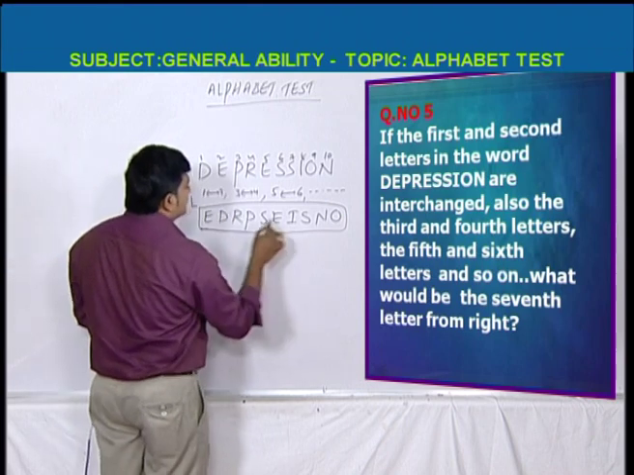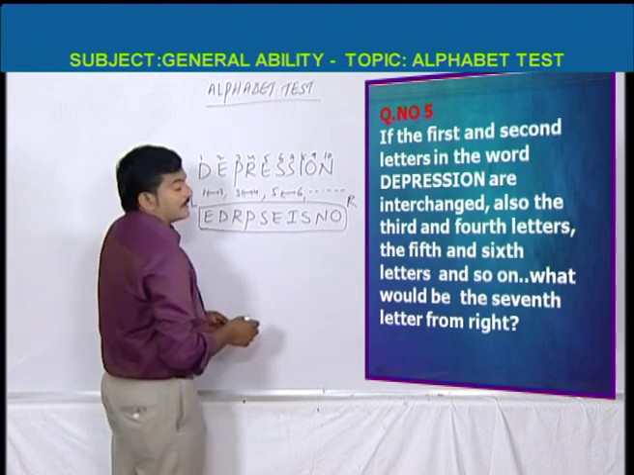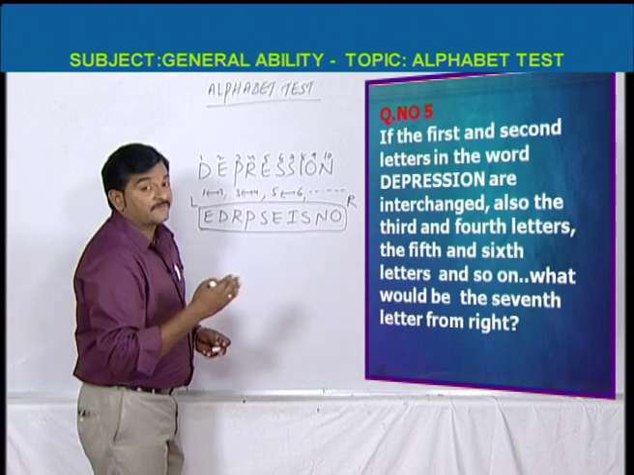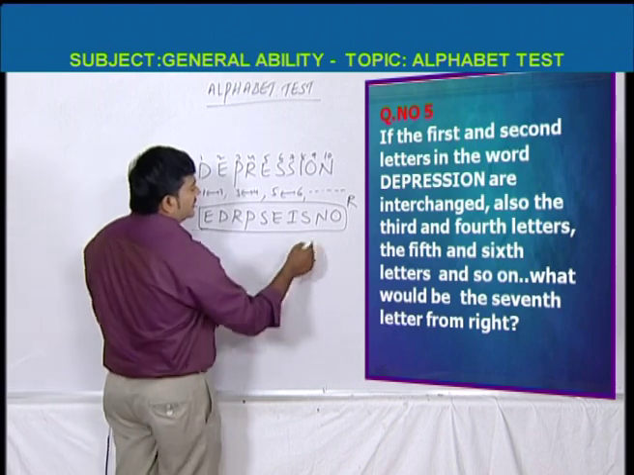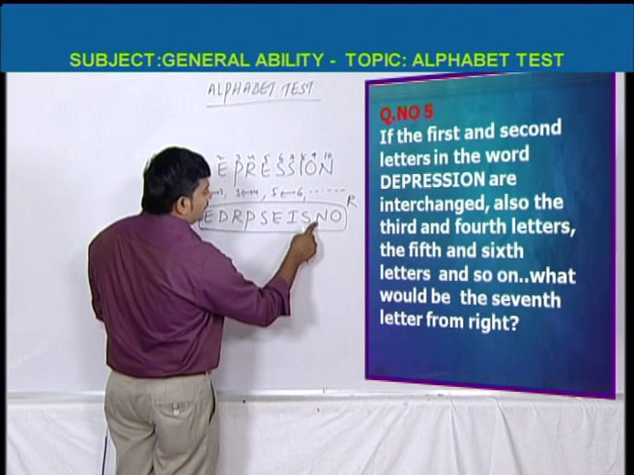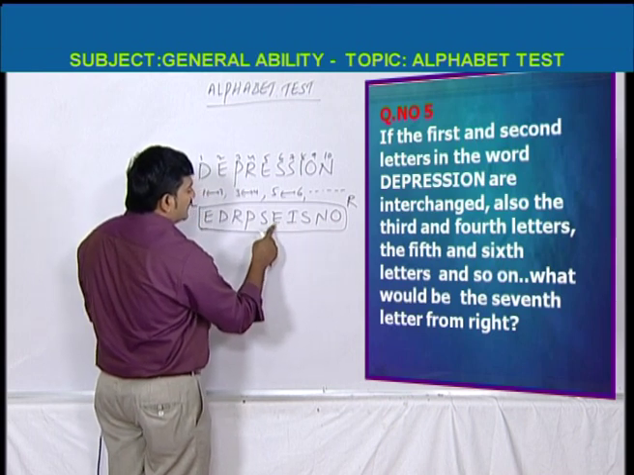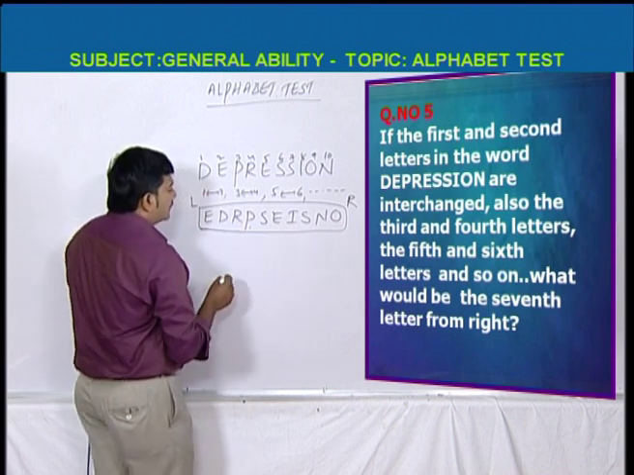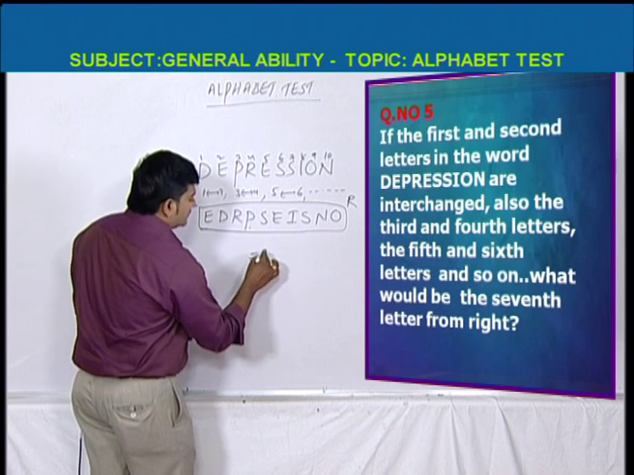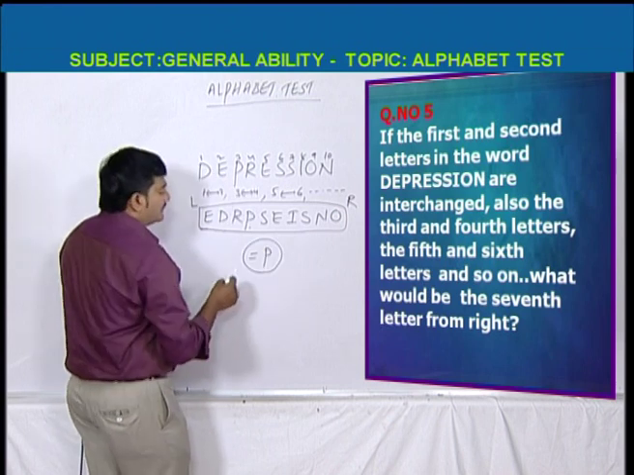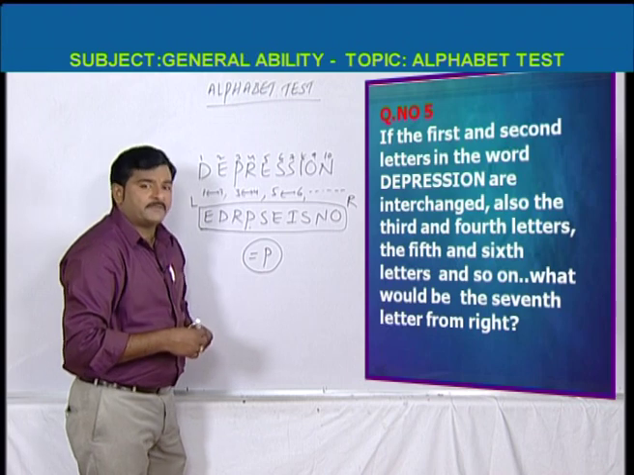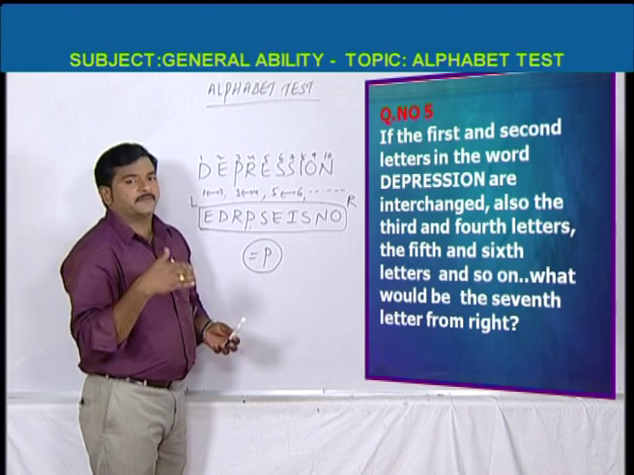This is the left side, this is the right side. He asked to find the seventh letter from right. So 1 2 3 4 5 6 7. Therefore, the seventh letter from the right in the given word is P. From left means from left, from right means from right.